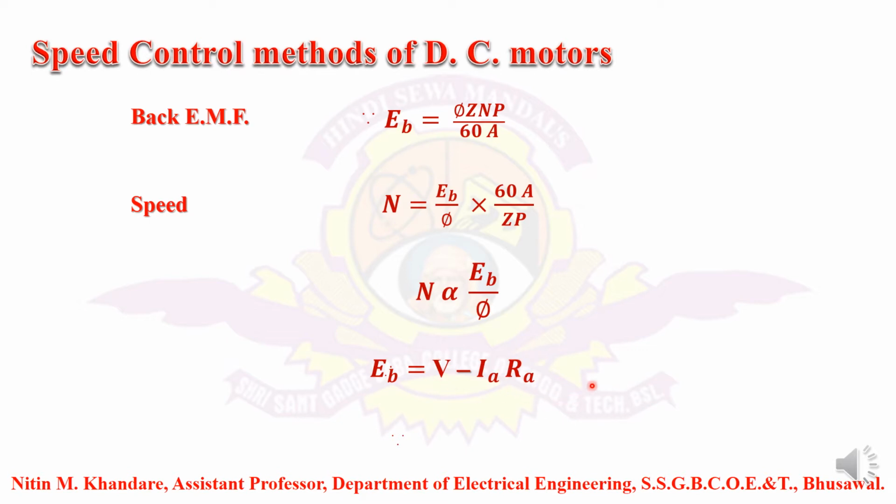As well as the second parameter phi, that is the flux per pole, is directly proportional to the field current. Due to that, we can control the speed of the DC motor either by varying the voltage applied to the motor, or by changing the resistance of the armature circuit, or by changing the flux produced by the field winding. So we will discuss all of these one by one.